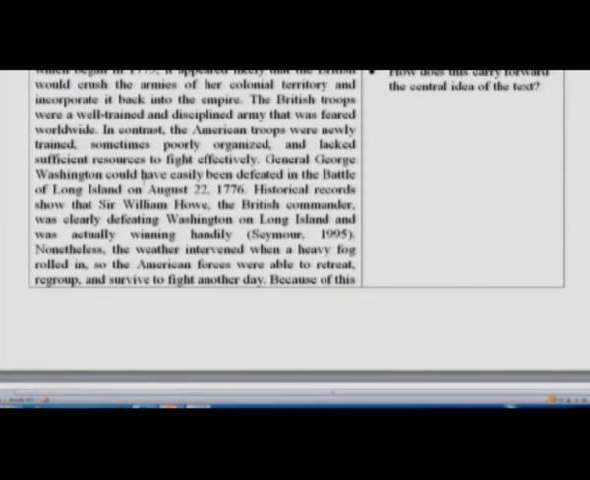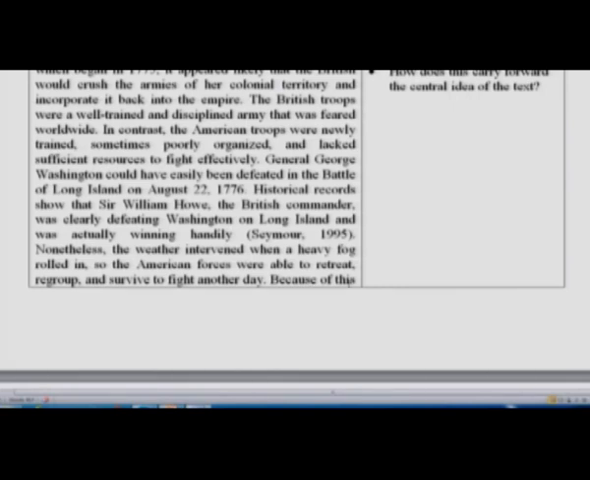General George Washington could have easily been defeated in the Battle of Long Island on August 22, 1776. Historical records show that Sir William Howe, the British commander, was clearly defeating Washington on Long Island and was actually winning handily. Seymour, 1995. Nonetheless, the weather intervened when a heavy fog rolled in, so the American forces were able to retreat, regroup and survive to fight another day.